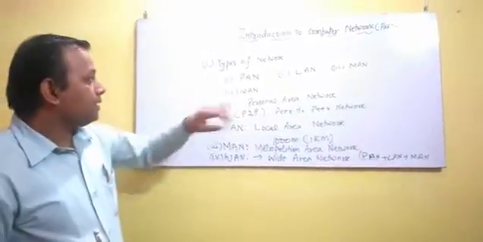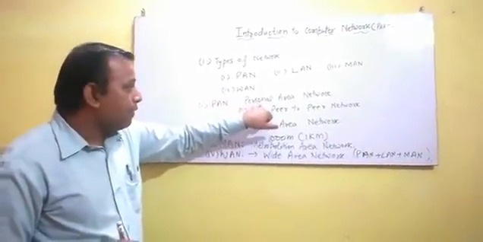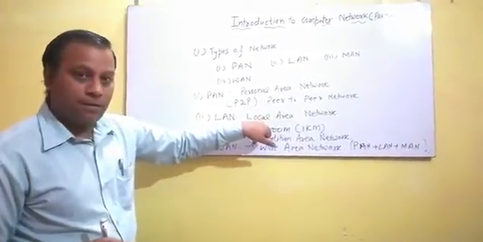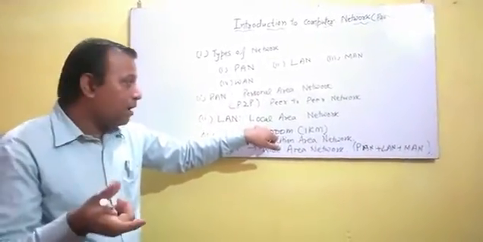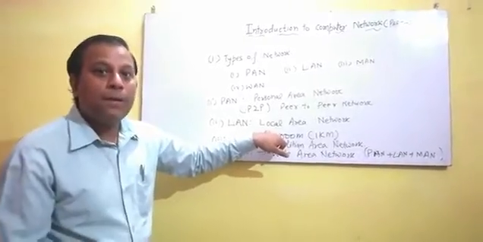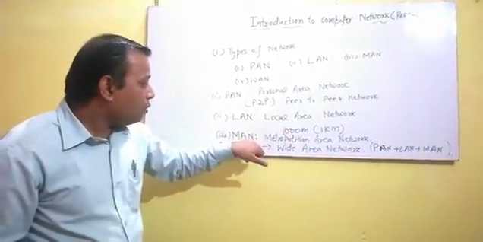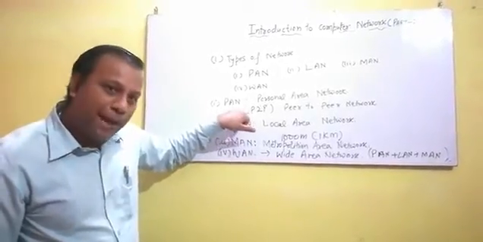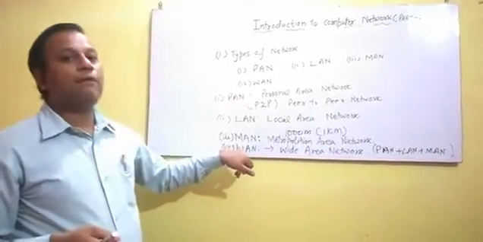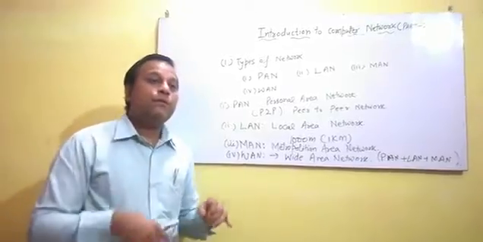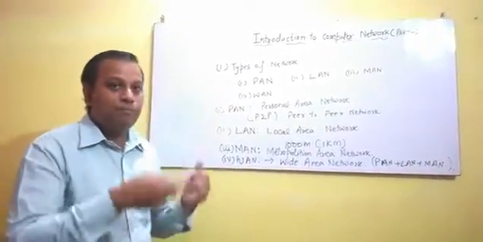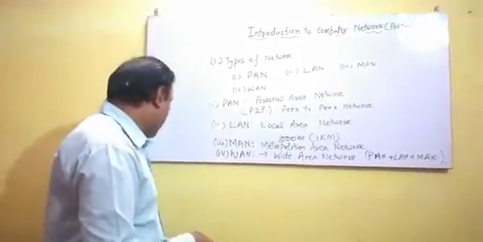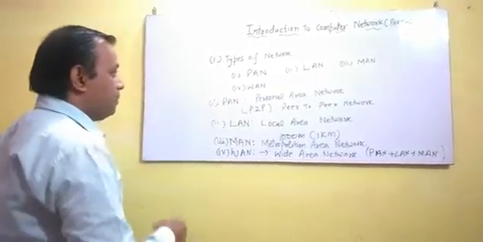Now, PAN is the smallest network. When we extend to LAN, the LAN may consist of one or more PANs. When we are talking about MAN, MAN is a combination of various LANs and PANs. And when we consider the WAN, it may consist of various LANs, MANs and PANs. Let's understand it diagrammatically.